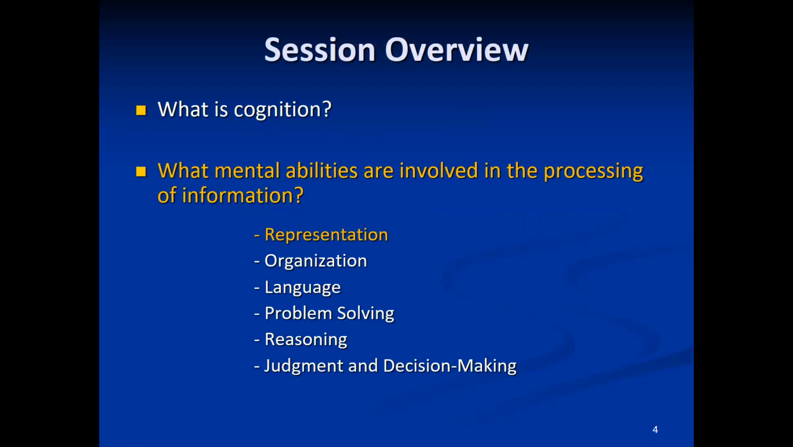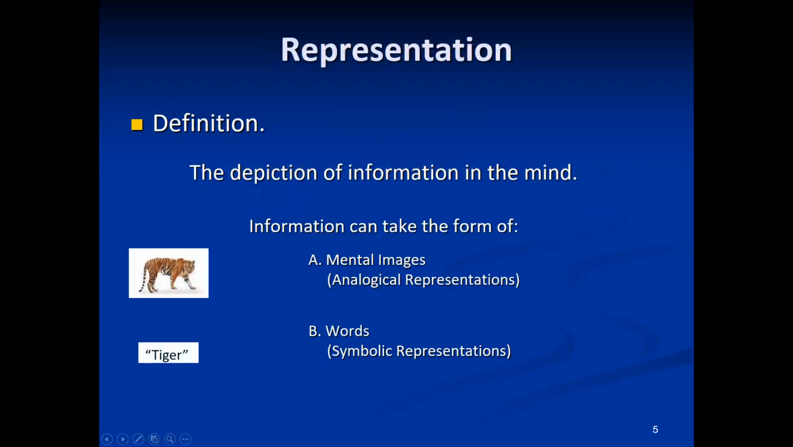The second question to be addressed is, what are the mental abilities involved in processing information? There are many such abilities. We will look at just 6. The first of these is representation. Representation is the depiction of information in the mind.